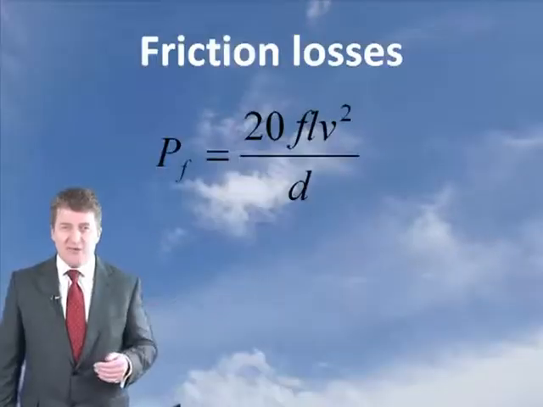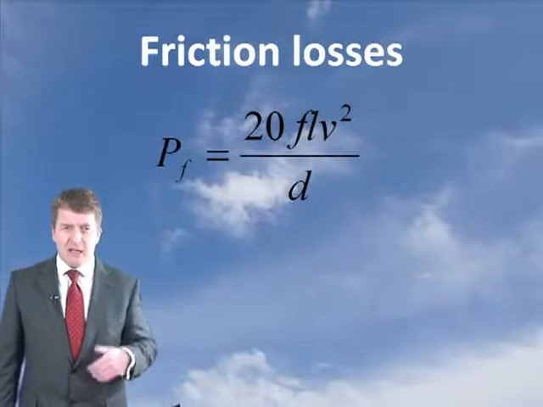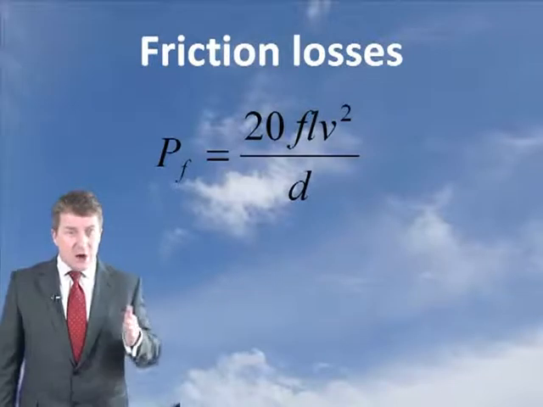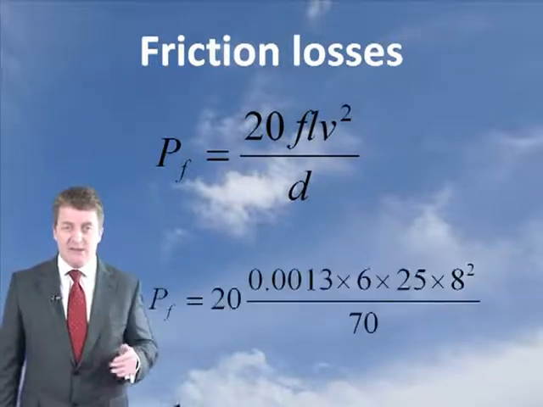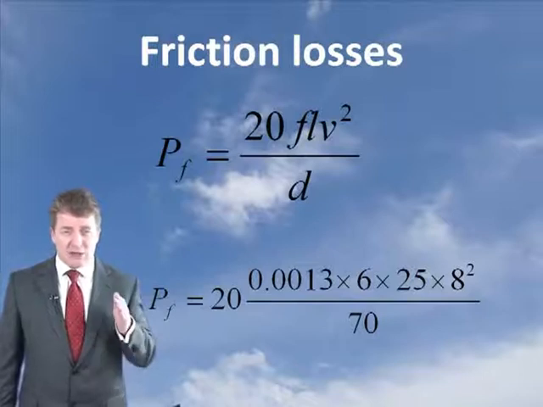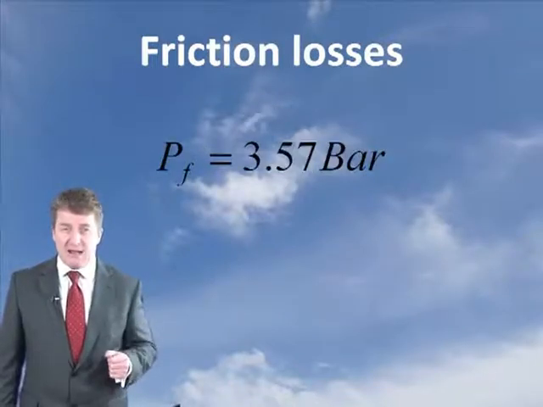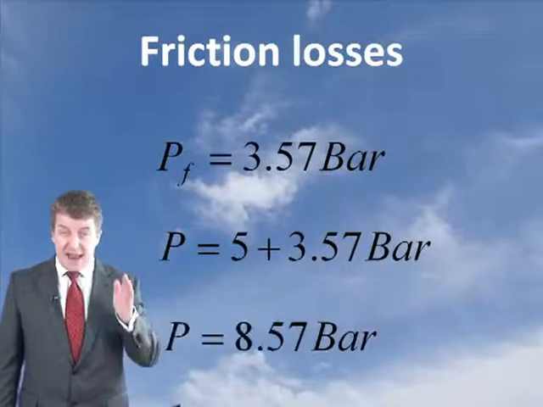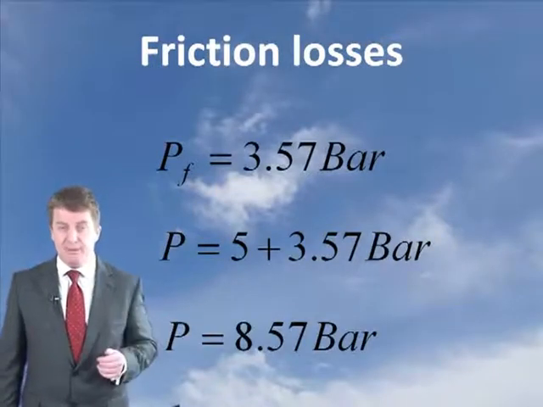So right, which formula do we know that includes all these parameters? Well, this is the formula here. PF equals 20 FLV squared divided by D. All we need to do is put in the parameters. We put them in, these parameters as you can see here, and this multiplies out to 3.57 bar. Therefore, to supply the branch at 5 bar, we need to provide 8.57 bar at the pump.